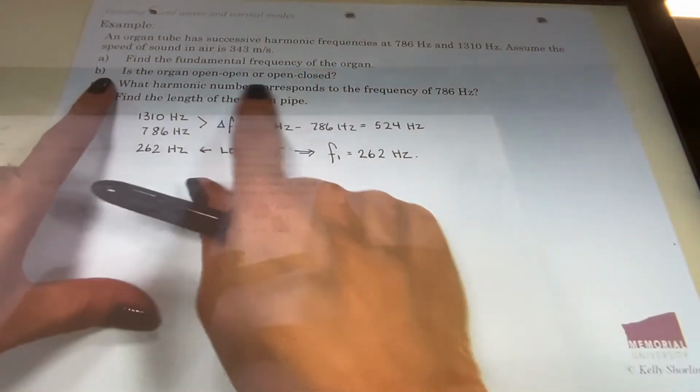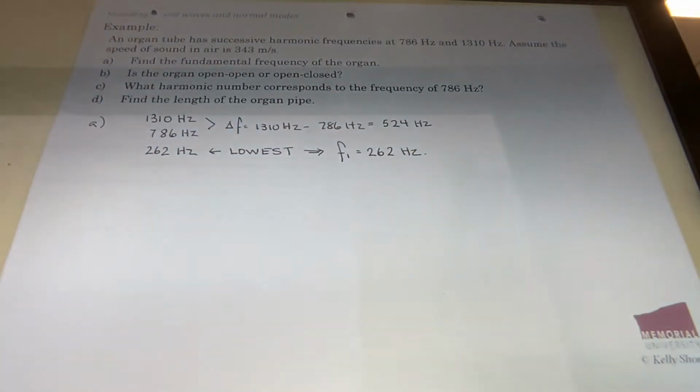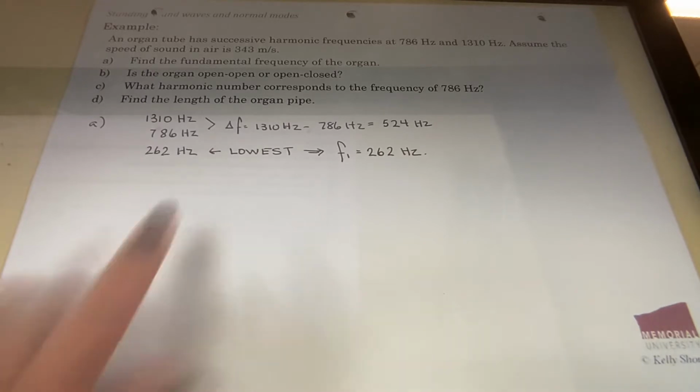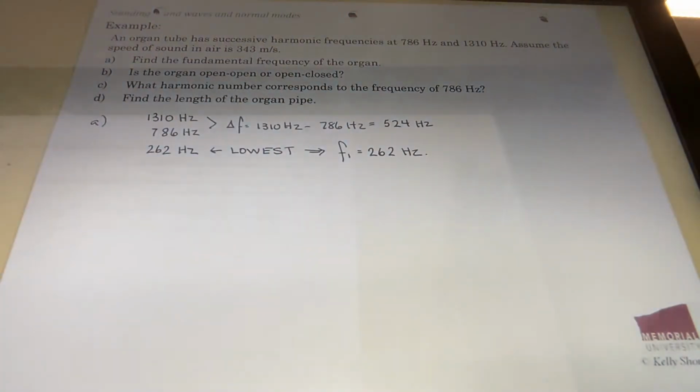Okay, part B, and it's very typical to have this as part of the question. Is the organ open at both ends, or is it open at one end and closed at the other end? Some people will jump in with the answer, oh, it must be this way because that's what organs are like. Well, the truth is, some organs are open at both ends and some are open at one and closed at the other. So you can get different types. So you've got to be careful not to jump to conclusions here.